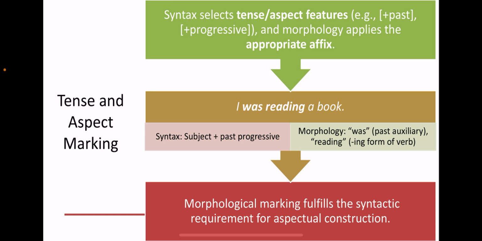Tense and aspect marking. The sentence selects tense and aspect features, etc., such as plus past plus progressive, and morphology applies the appropriate affix. For example, I was reading a book. So we know that was is used with the subject I. And if you're using progressive, you must add ing. That is a suffix. So syntax is subject plus past progressive, and morphology is was, the past auxiliary, and reading, the verb plus ing. So morphological marking fulfills the syntax requirements for aspectual constructions.